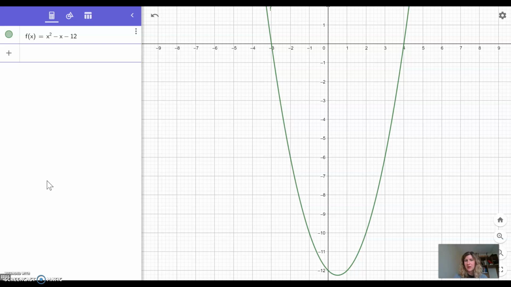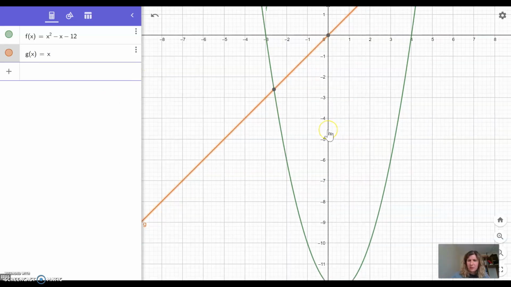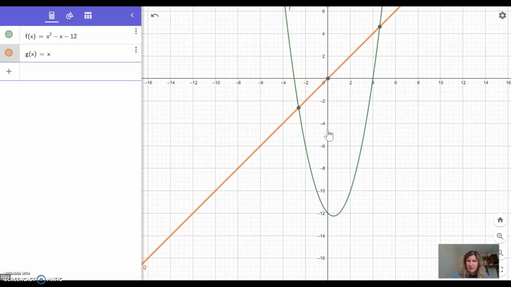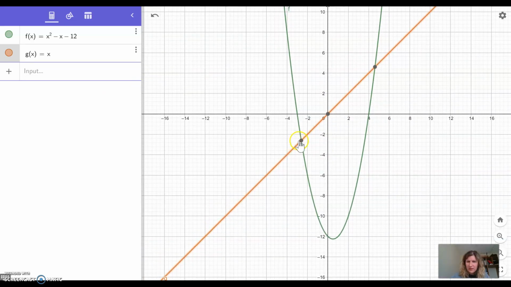What happens when you're wanting to find the intersection point with something that has a variable itself? Well, that's when we end up with our classic simultaneous equations. So I'm just going to chuck in here g of x equals x. Okay, so if we chuck in that straight line, now we can see that there are two intersection points.